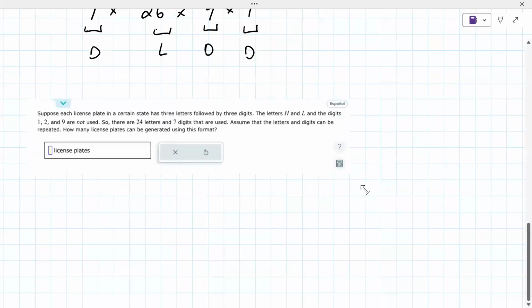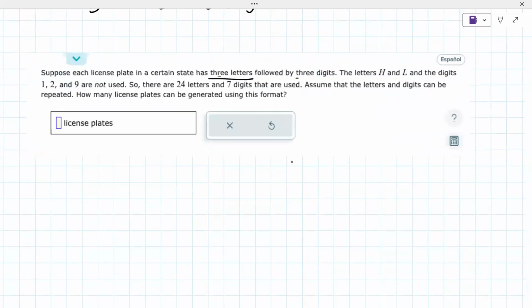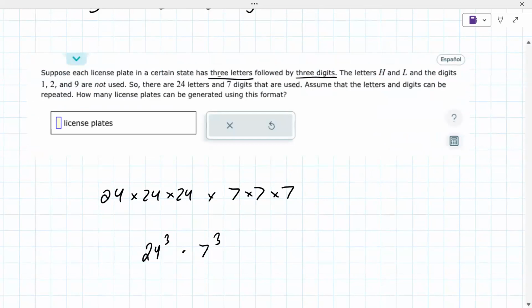All right, so this time it's just 3 letters followed by 3 digits. So 24 times 24 times 24, 3 digits, 7 times 7 times 7. The shortcut here is to write this as 24 to the power of 3 times 7 to the power of 3. And that's how I'm entering these into the calculator, just to save a little time here.